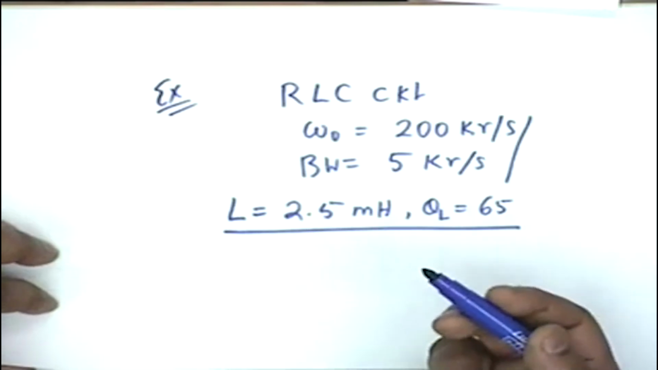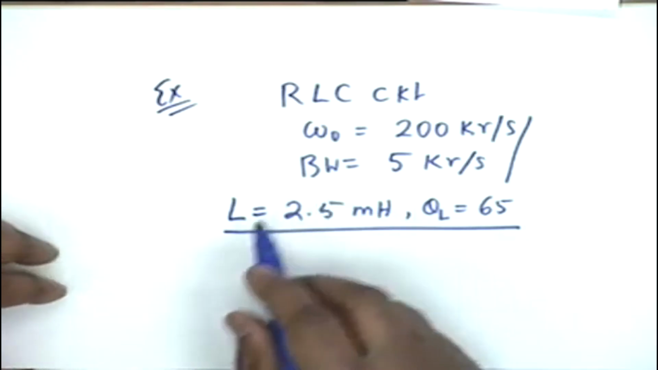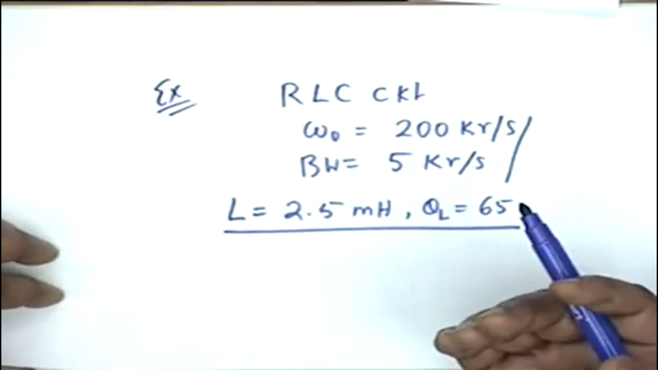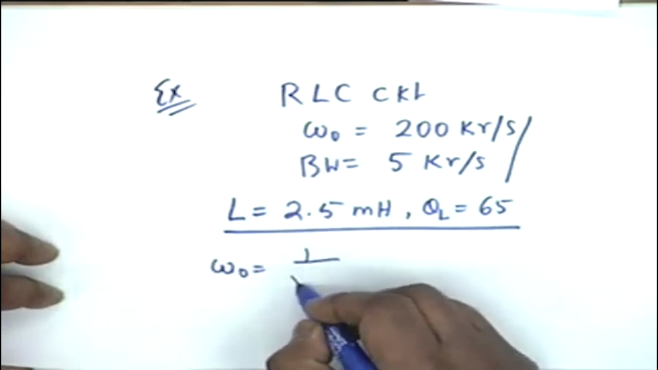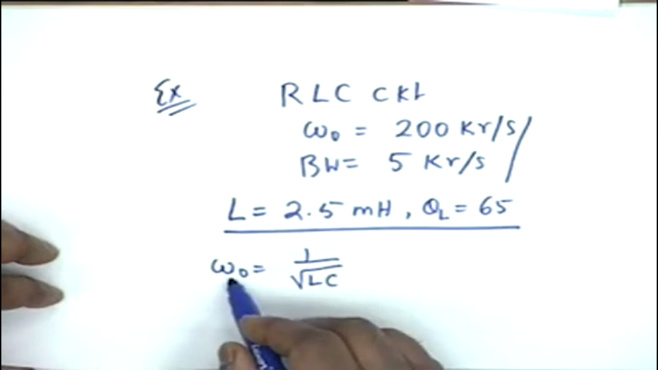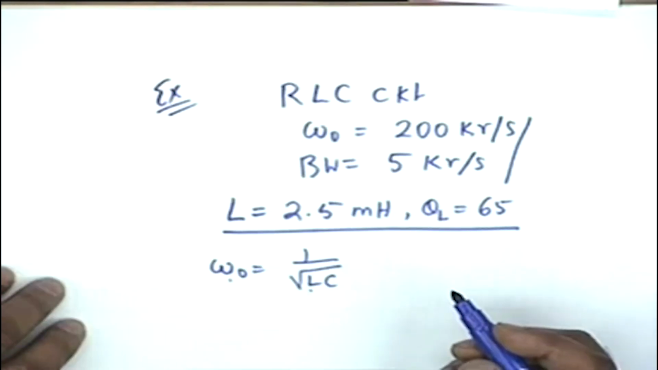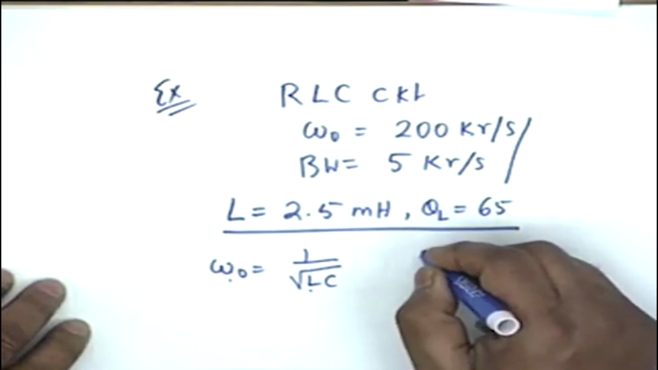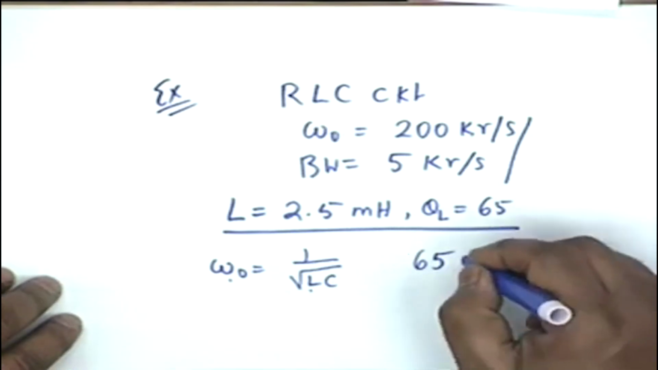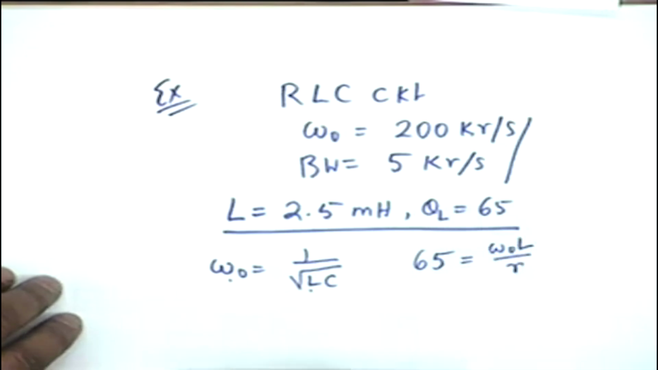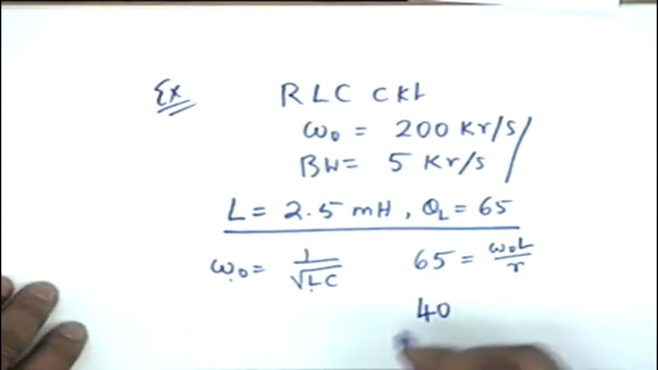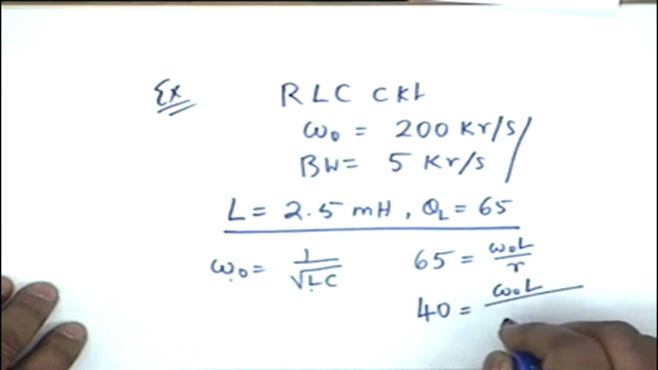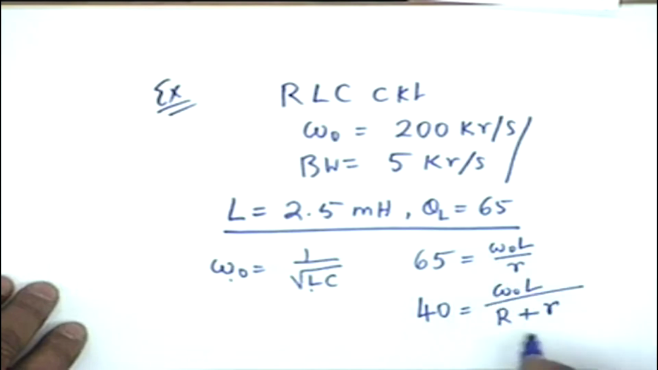Now, how do you design this circuit? Design means L is given, you have to find out what additional resistance is required and what capacitance is required. Well, capacitance is very easy. Omega 0 is 1 by square root LC. Omega 0 is known, L is known, so you can find out C. How do you find the extra resistance? 65 is omega 0 L by R, and 40 is omega 0 L divided by R plus small r, and therefore from this you will have to find out capital R.